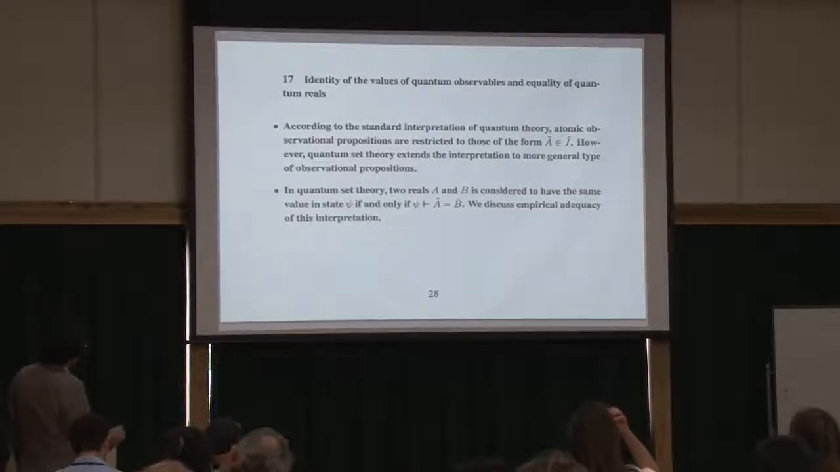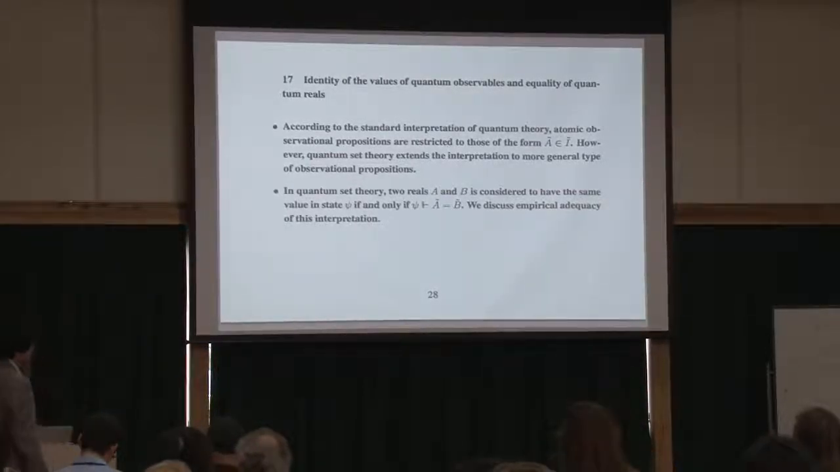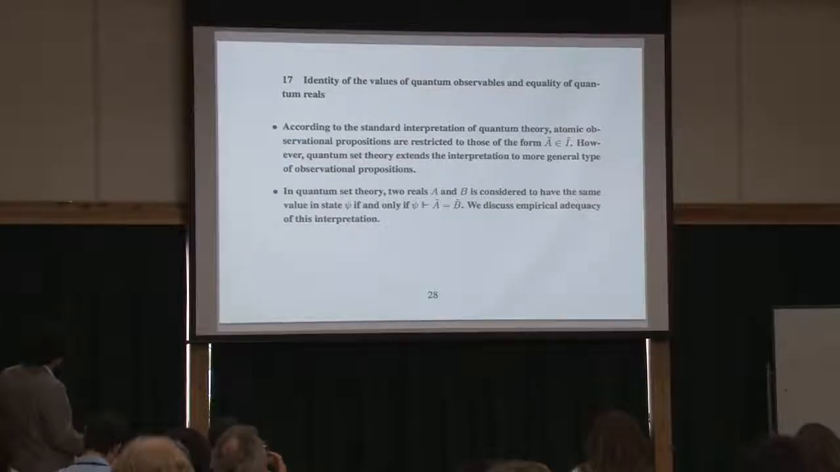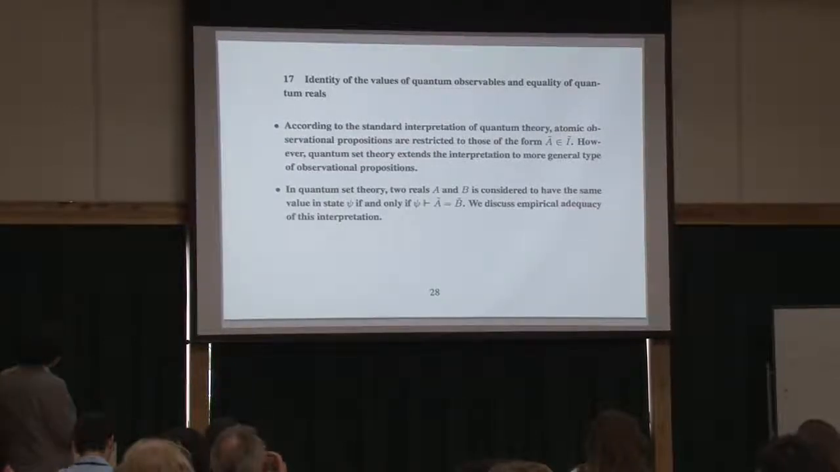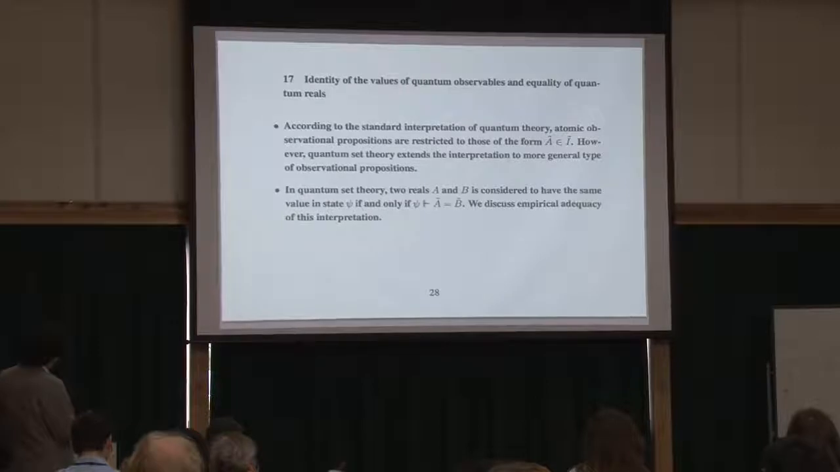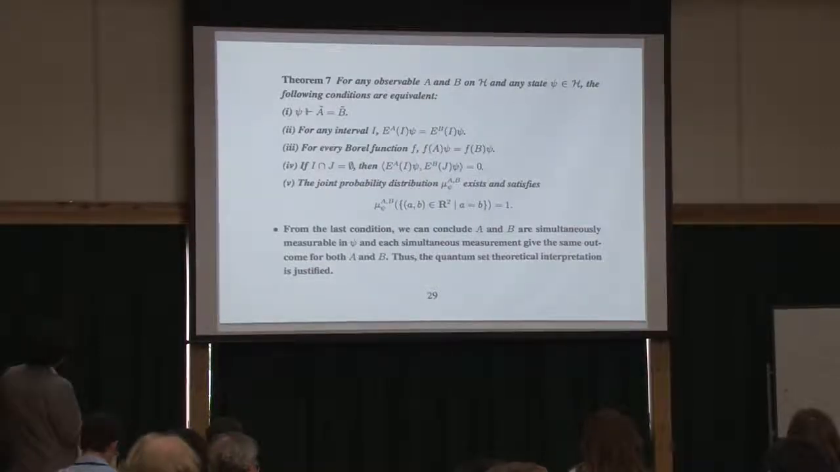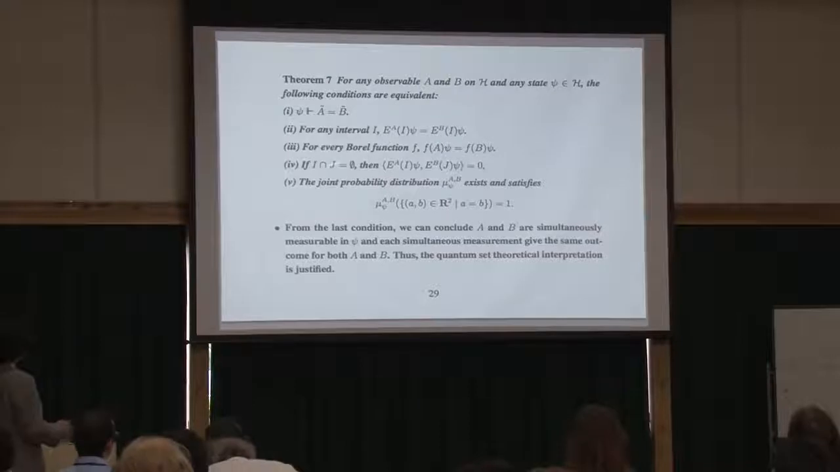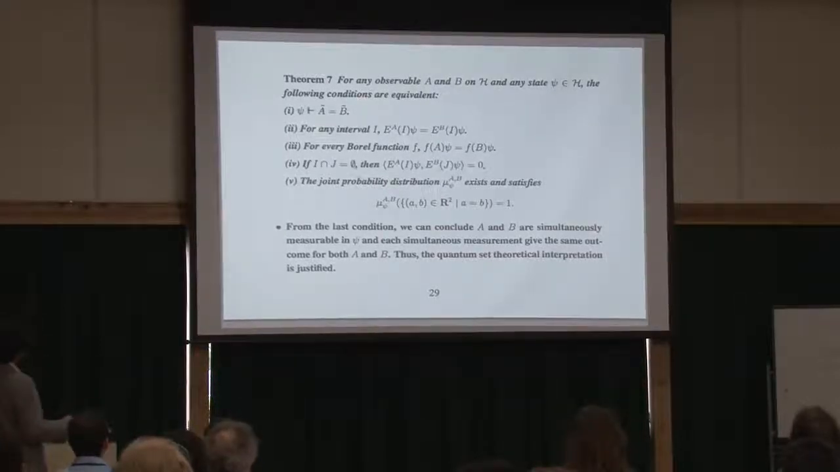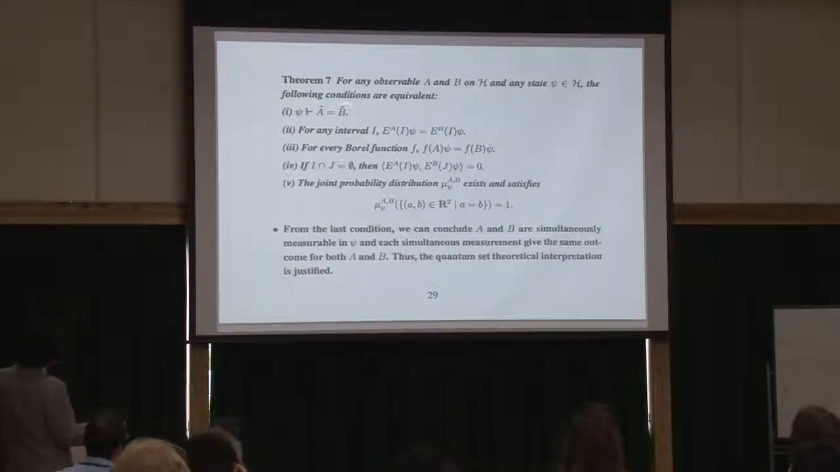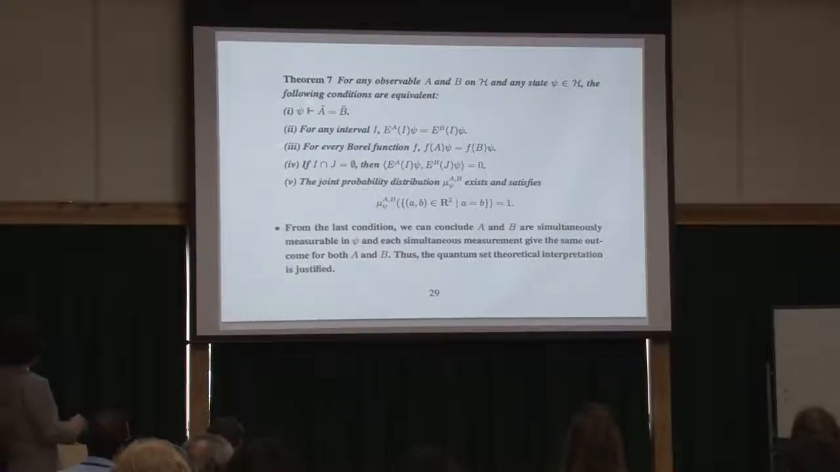So we define the probability of this observational statement just as a set theoretical definition of the interpretation. However, this set theoretical probability has a very convenient interpretation in real physics. So for any observables A, B on H and any state psi, the following conditions are equivalent: A tilde is equal to B tilde is satisfied in state psi, or the probability of this set theoretical statement A tilde is equal to B tilde is 1 in state psi, if and only if those statements.